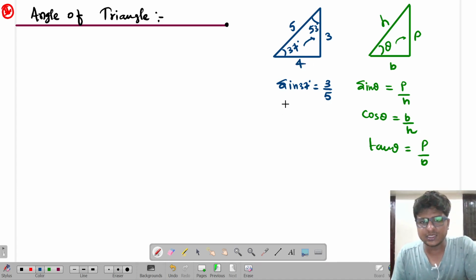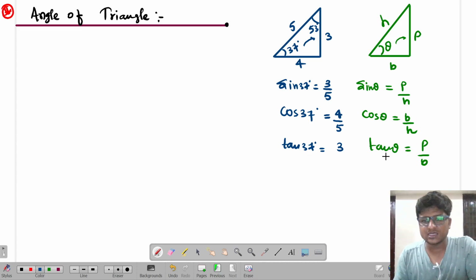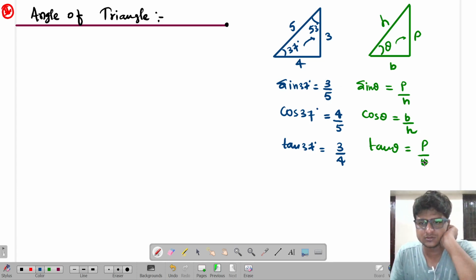Let me complete 37 first. Cos 37 is base by hypotenuse, so it is 4 by 5. And tan 37 is perpendicular by base, so it is 3 by 4. So if this is 37, this is perpendicular and this is base. It is always going to be the constant value 3 by 4 only. Got it?